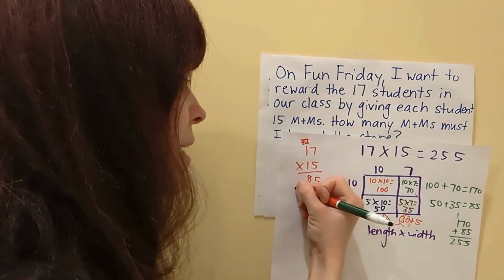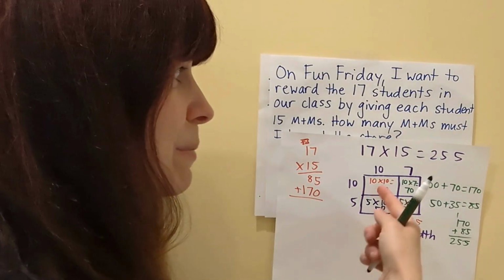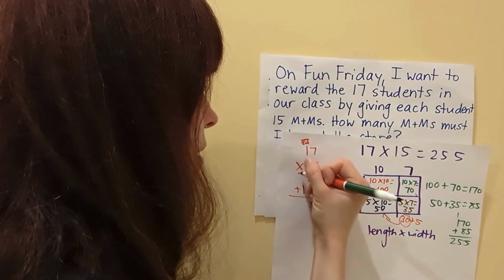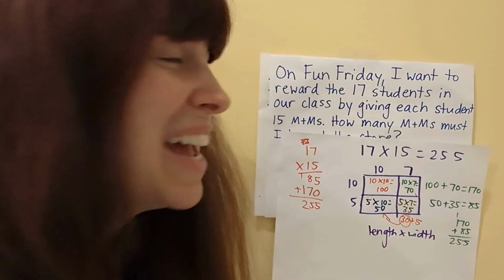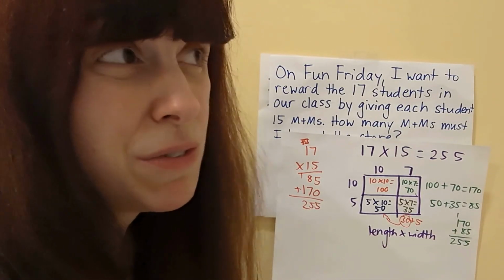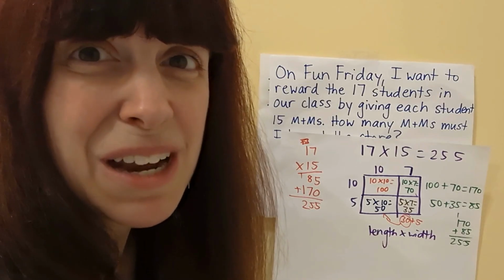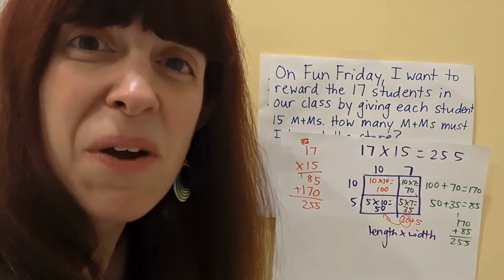We're going to add 85 and 170. Did we see those numbers before? Yes, when we added up our partial products with our area model. And our answer is still 255 M&Ms. Now, if you understood the standard algorithm, I want you to give me a thumbs up. If you feel like you could use some more help tomorrow, give me a thumbs down. Oh, we've got a mix. We'll be reviewing partial products and the standard algorithm again tomorrow in small groups.